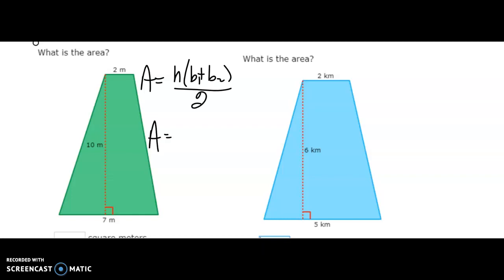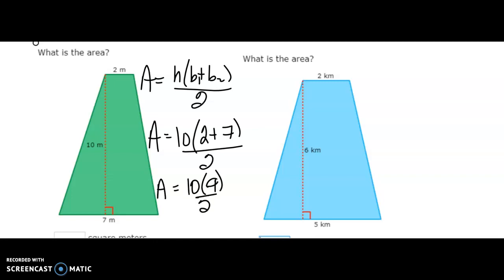So the area is, what is the height? 10. What are the two bases? 2 and 7. It doesn't matter which one you put first. And divide by 2. We're going to add the 2 and 7 and get 9. We're going to multiply the 9 by 10 and get 90. And we're going to divide by 2 and get 45, and that is your answer.